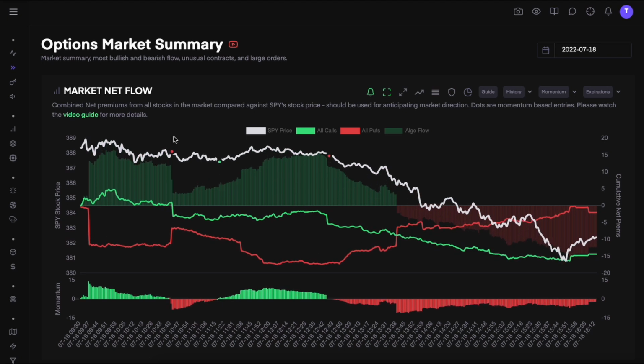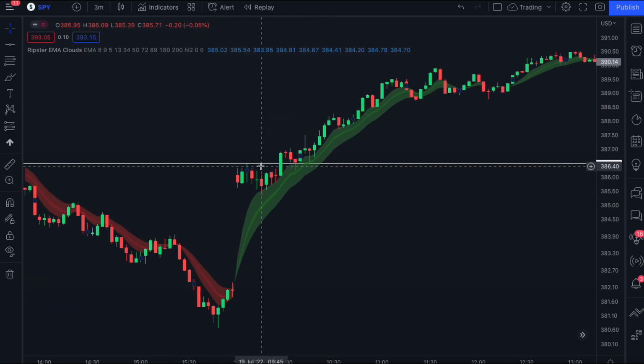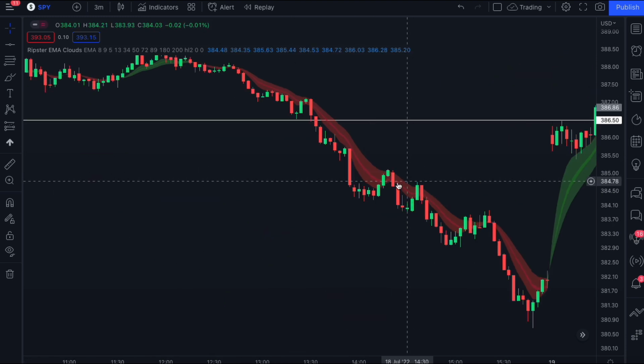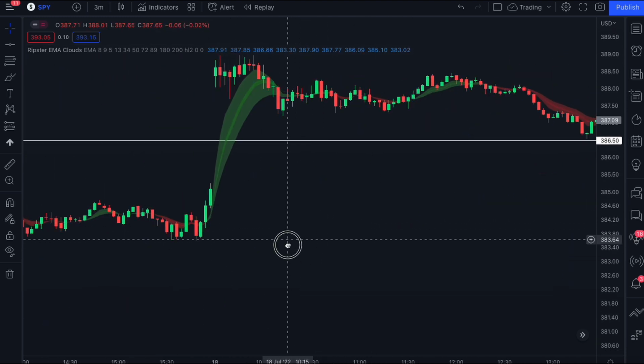So now I have opened up the market net flow chart for yesterday, and we got a big move down yesterday. We got a big move up today, and we'll see how market net flow got both of them. Yesterday we started the day, there was some call buying, but again, going back to that, take the direction from the market net flow, but then look for some simple technical indicator or some simple price action analysis to actually do the actual trade.